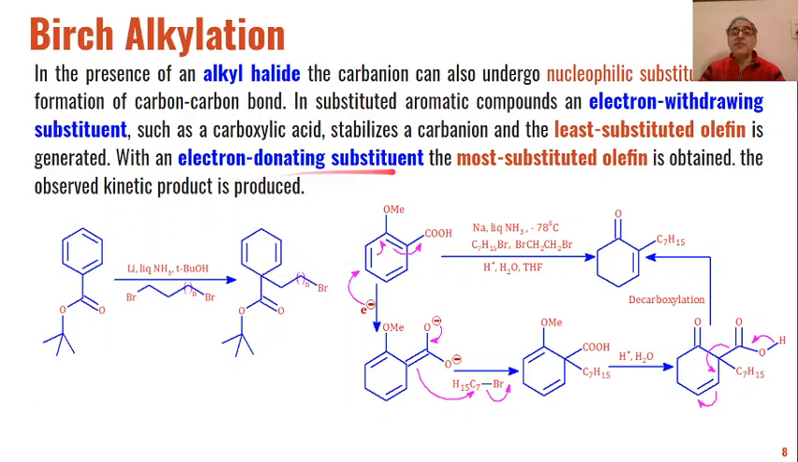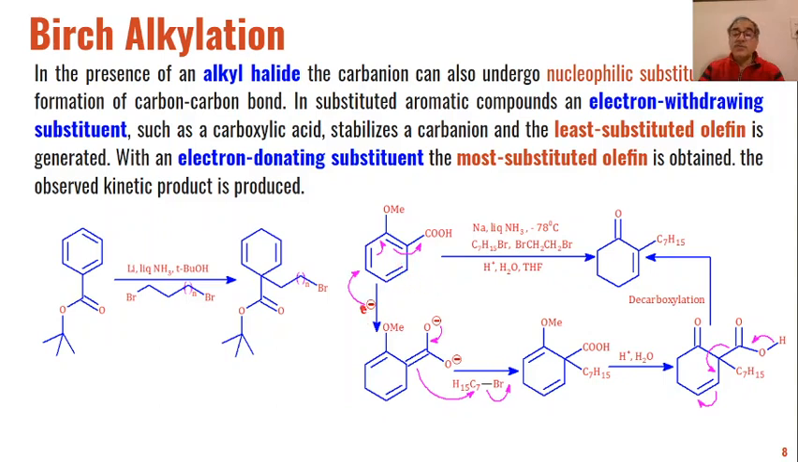Whereas when we are using electron donating substituents, say a methoxy group, then the product formed will be the most substituted olefin. So for example, if we take this aromatic system where we have one methoxy group, which is an electron releasing group, and this is converted into this type of alpha beta unsaturated ketone as the alkylated product. Now how is this formed?